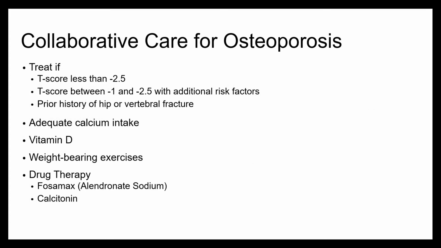Treatment for osteoporosis begins if a T-score is found to be less than -2.5. If the T-score is between -1 and -2.5 and the patient has additional risk factors, they will also be considered appropriate for treatment, or anyone who has had a prior history of a hip or a vertebral fracture.